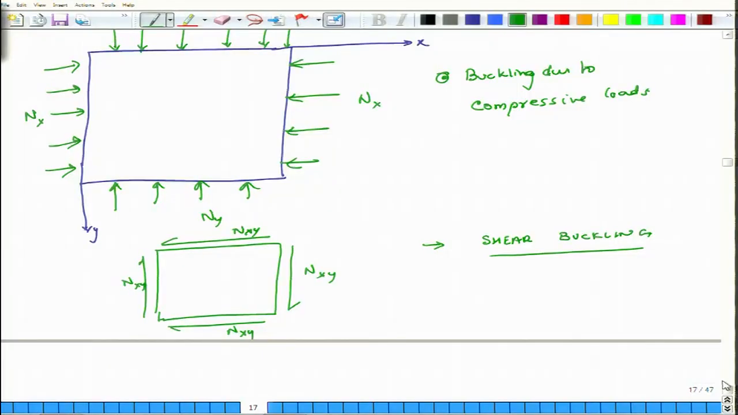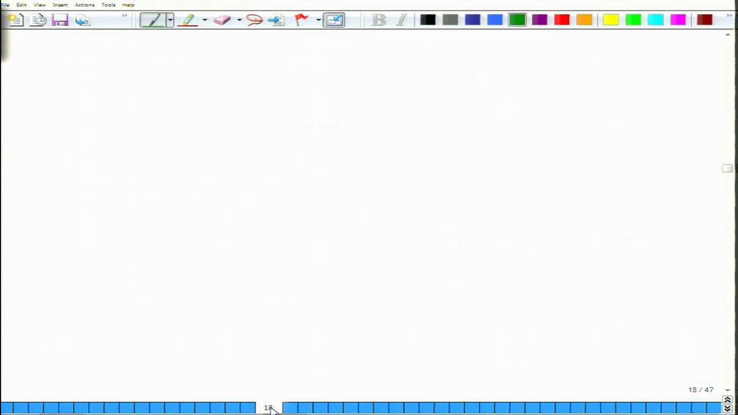So what we will discuss right now is buckling due to compressive loads. Okay, this is what we are going to discuss. So, buckling due to compressive loads.